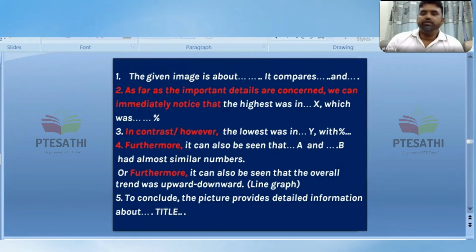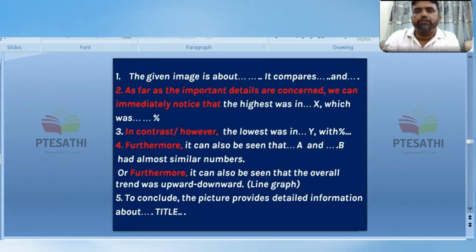Because whatever the structure, pronunciation is the same. Fluency is the same. The structure will give me just cushioning. Cushioning means I can take a long breather because I don't have to say highest at the beginning. I can say, as far as the important details are concerned, we can immediately notice that. See, it's a long breather I'm having. Again, I'm not saying exactly anything from the image. So I'm getting a kind of breather.